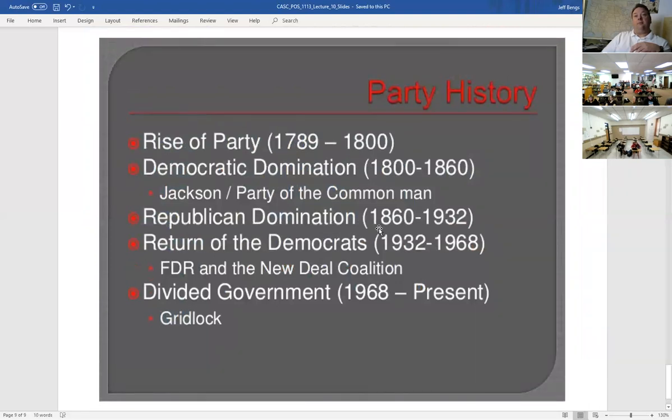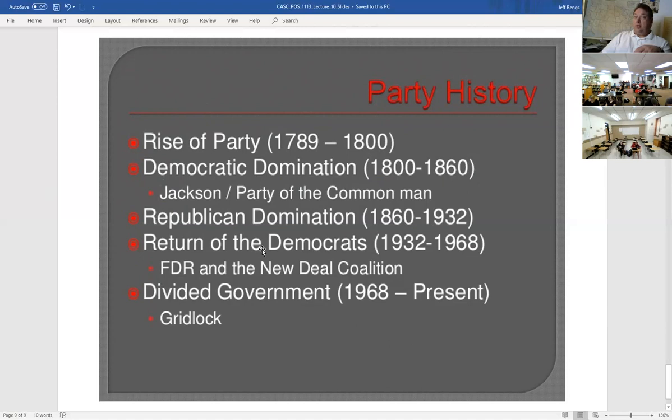This here shows some of the domination eras. This slide has a Democratic domination of 1800 to 1860, even before Jefferson was elected, but I think more accurately it would be 1832 to 1860. Although the Federalist Party did die out in 1824 when Monroe became president.